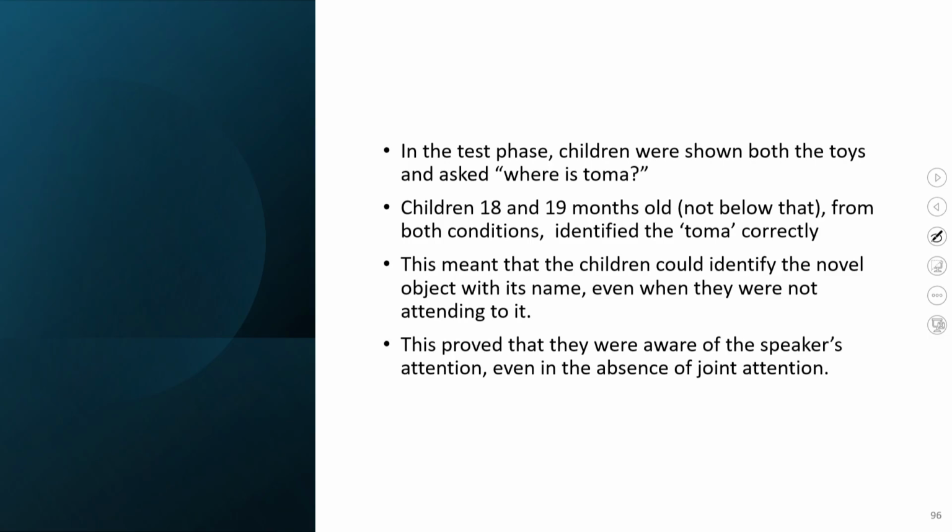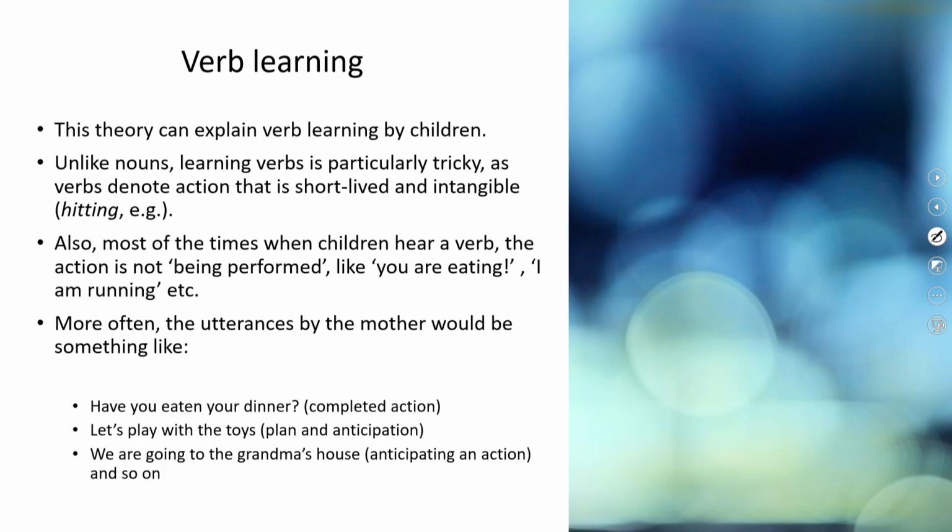Children 18 and 19 months old, but not before that, from both conditions identified the Toma correctly. So, whether they were attending to it or not, in both conditions children could identify the Toma correctly. So, what does this mean? This means that children could name the object correctly even if they were not overtly attending to it. Even if they were not attending to it personally, they were aware of what is happening. So, this is one proof that was given for this theory.